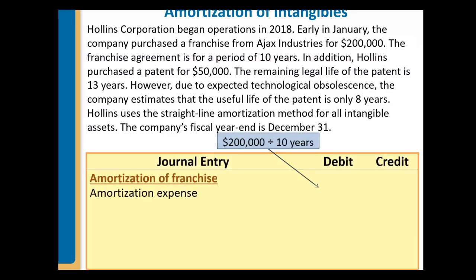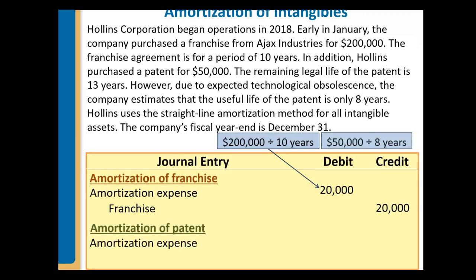Like depletion, amortization expense traditionally is credited to the asset account itself rather than to an accumulated amortization. However, the use of a contra account is acceptable. Let's look at an example.